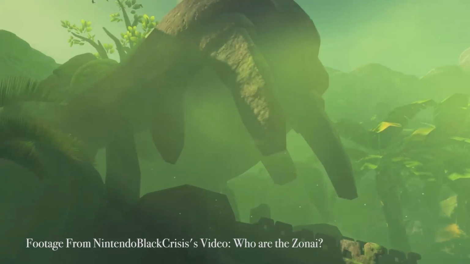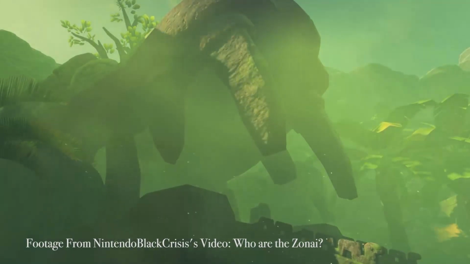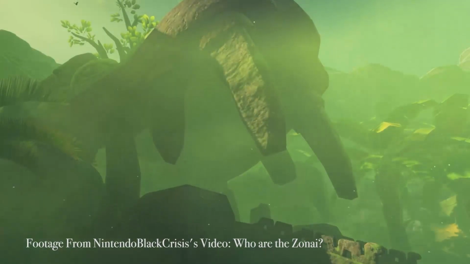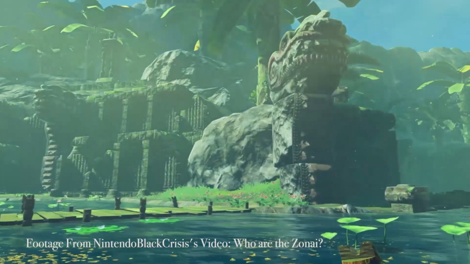In the beginning, the Zonai and the Sheikah were two separate people. The Sheikah came to the Zonai because of their talents with magic, as the Sheikah attempted to create new, better weaponry.